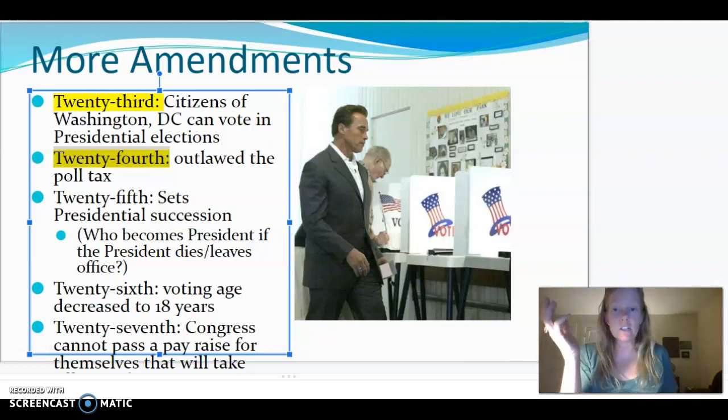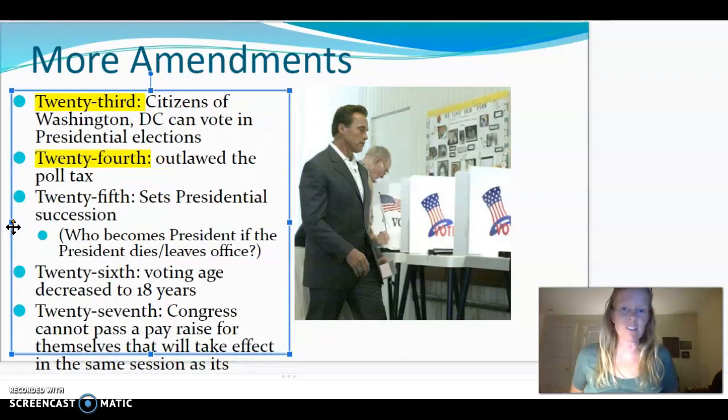Weirdly, today still, and some students wonder this, this is on the license plate of many D.C. residents. It says taxation without representation, that sort of holdover from the American Revolution. While they do get to vote for president, they do not have voting representatives in Congress, which is kind of odd. The 24th Amendment outlawed the poll tax.